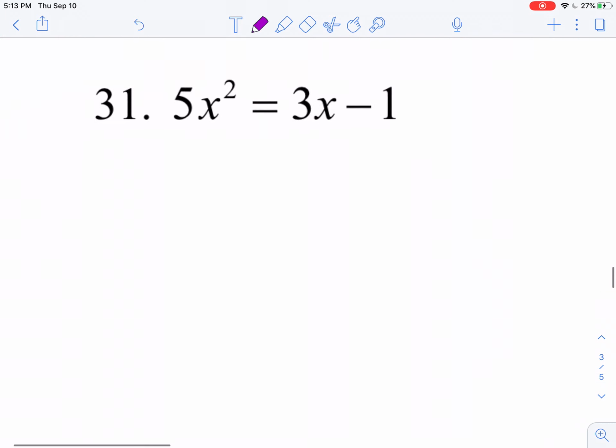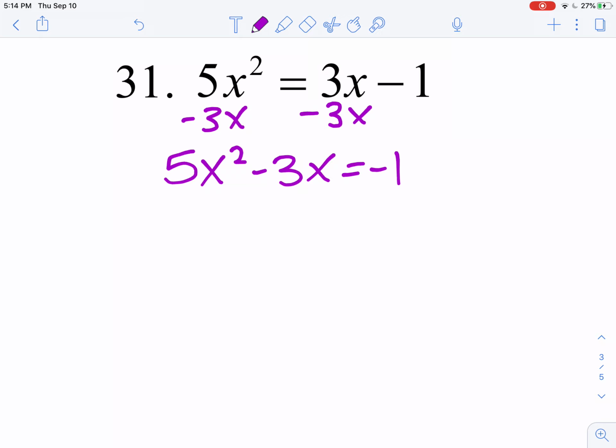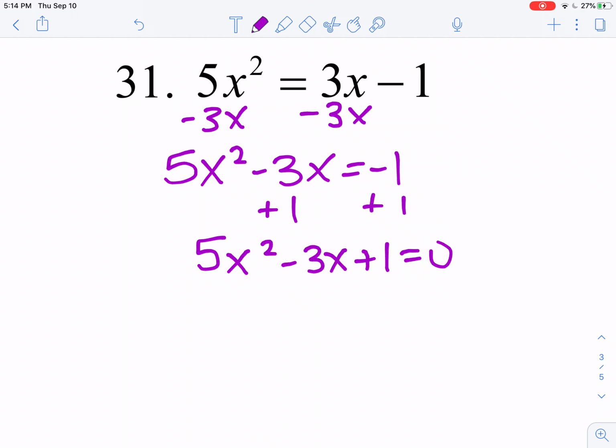All right, looking at 31, I've got both an x squared and an x term, so I'm going to start by getting the equation equal to 0. I, of course, like to keep the x squared positive, so I'm going to move the 3x and 1 over. So I'll subtract 3x from both sides. 5x squared minus 3x equals negative 1. And then I'll add 1 over. I get 5x squared minus 3x plus 1 equals 0.